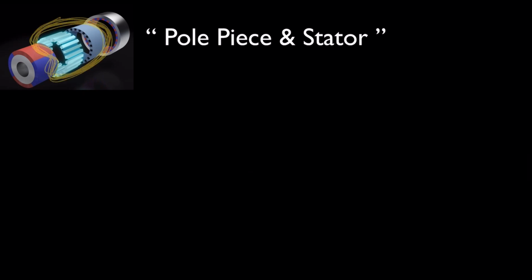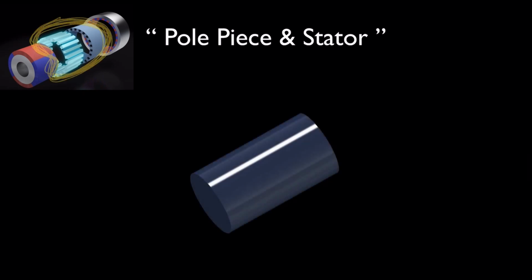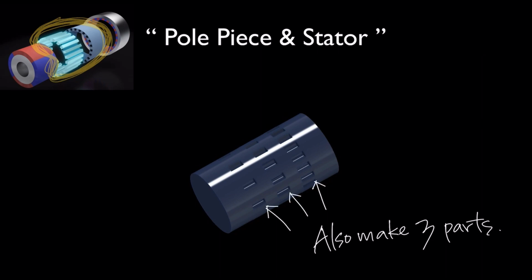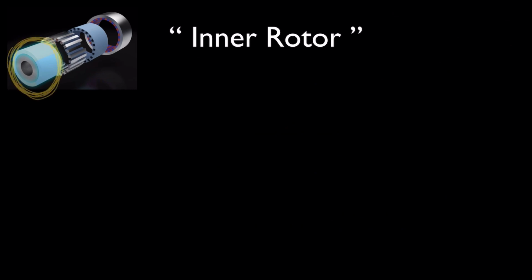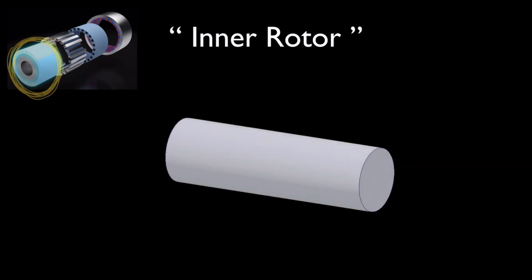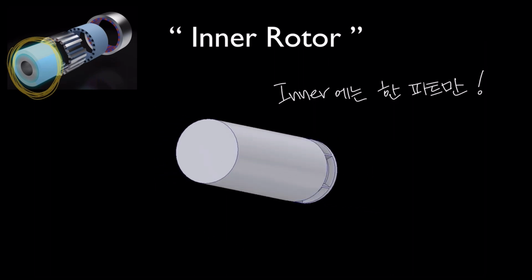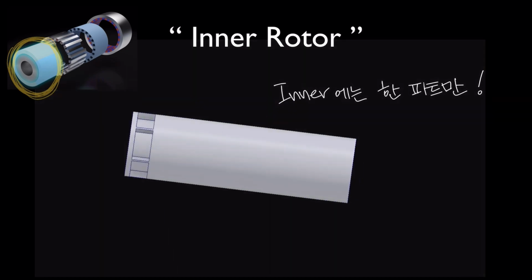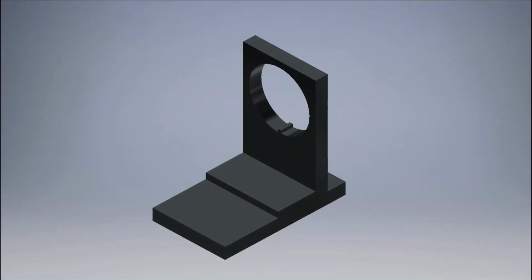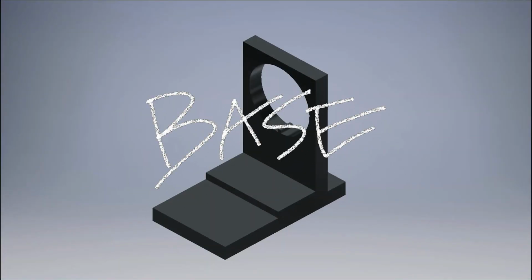For the pole piece and stator, we also prepared a one long rod, and we made 3 parts so that it can match with outer rotor set. For inner rotor, we prepared a one long rod and also made holes to put the magnet in. Here we made only 1 part. This is the base of our overall system.